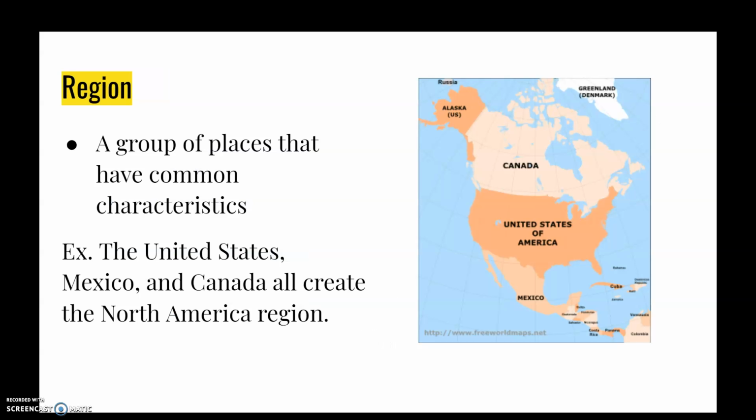And the last one is region, a group of places that have common characteristics. So, for instance, the North American region includes Canada, United States, and Mexico. Okay, that's the North America region. If you want to think smaller scale, you could think of the Midwest. Kansas is located in the Midwest of America. If you want to think even smaller scale, you could think of the feeder middle schools that go into Olathe West. That's a region. So a group of places that have a common characteristic.